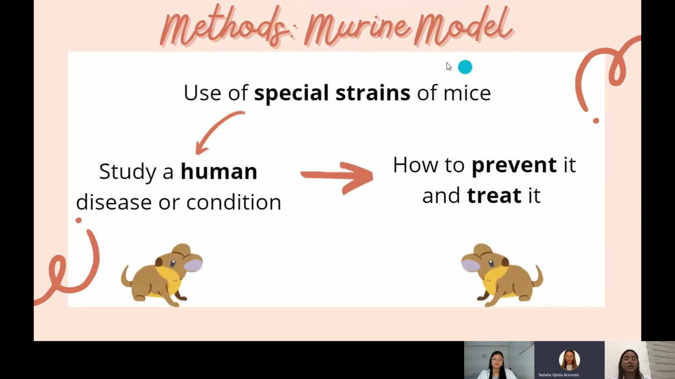Then we have the murine model, which uses specific and special strains of mice to study a human disease or condition and how to prevent and treat it. It's done in this study so it can aid in the development of a more specific biomarker for the diagnosis of acute myocarditis and make sure it's safe before it becomes useful in humans.